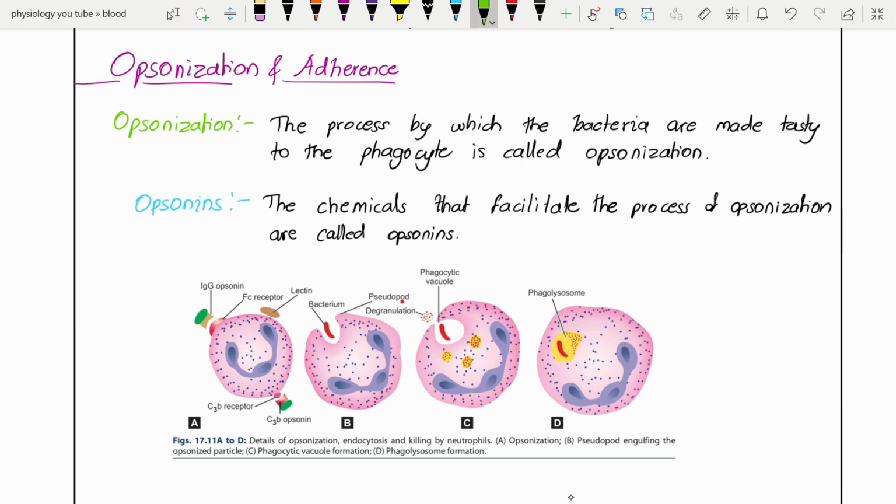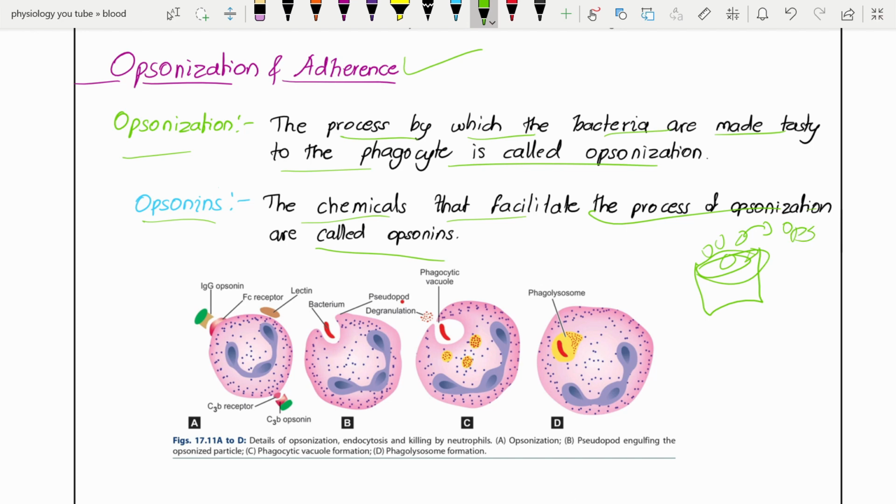Now next is the process of opsonization and adherence. Opsonization is a process by which bacteria are made tasty to the phagocyte. Opsonins are the chemicals that facilitate the process of opsonization. For example, if you take an ice cream, there are glucans spread over the ice cream. These are like opsonins because they make it tastier for us to eat. In the same way, bacteria are also made tasty for the phagocytes to eat.